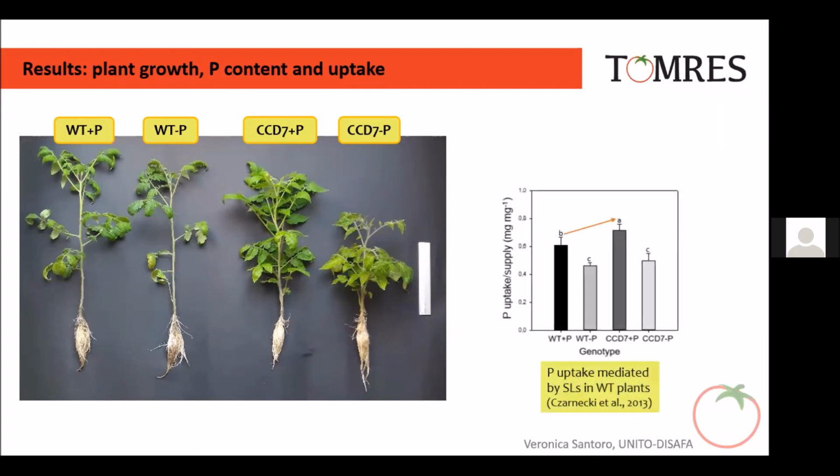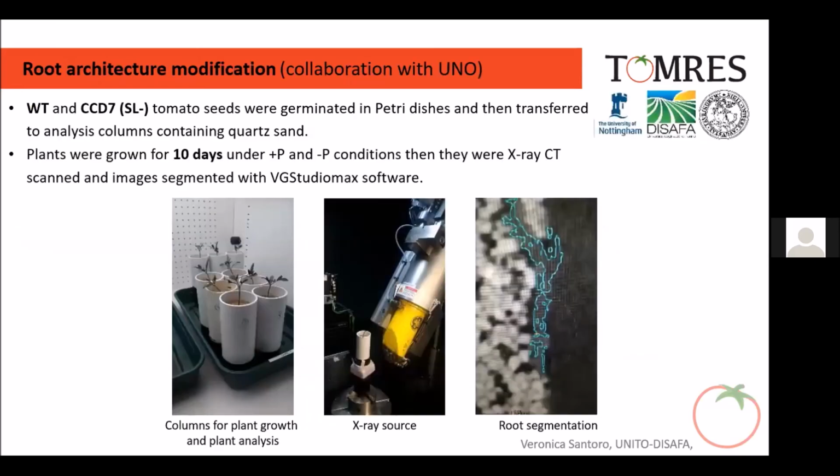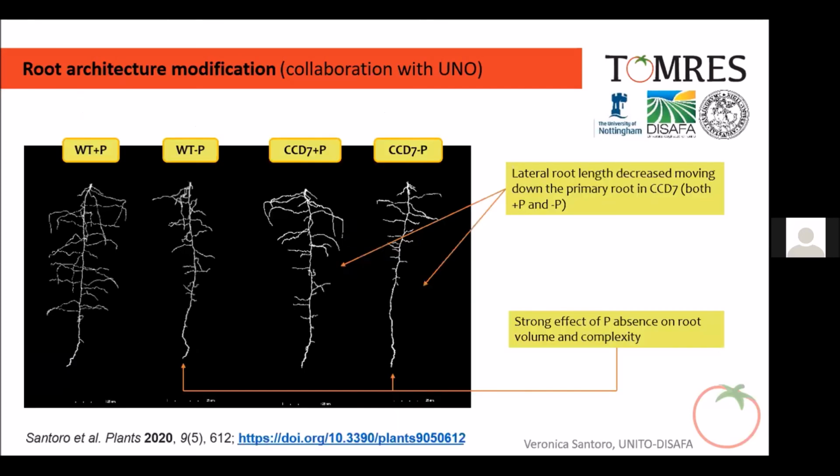I'm going to jump through some of these. She visited in 2019 and did some nice X-ray imaging experiments where she grew these two lines in quartz sand, so they could cut out the phosphate within the system and then supplement it for the high P conditions. The plants were grown for 10 days and then imaged, and we got these lovely images of differences between the plants.